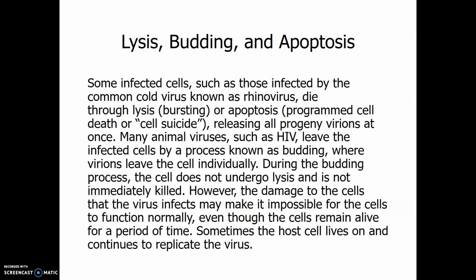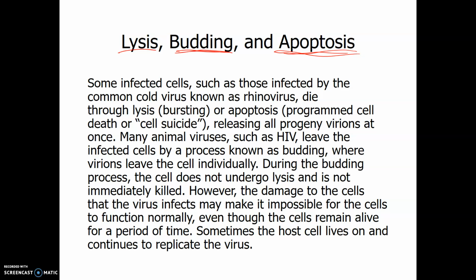All right, and then lysis, budding, and apoptosis. Lysis means breakdown. Budding is the process of reproduction where an organism is produced as a little bud off of the adult, and then it pinches off and grows into its own adult. And apoptosis is programmed cell death. It's when cells actually destroy themselves.